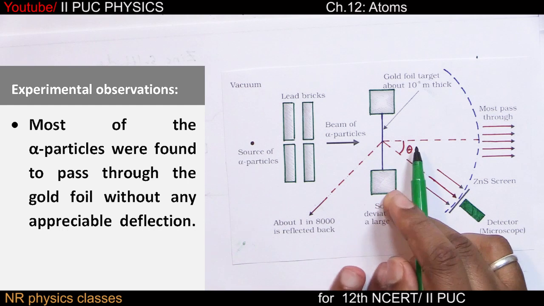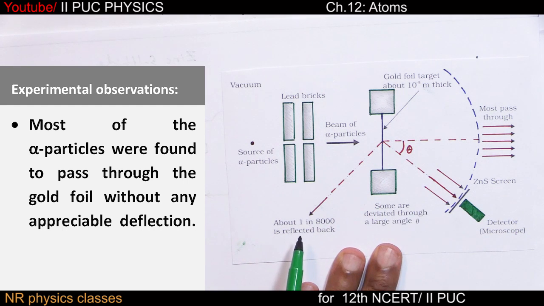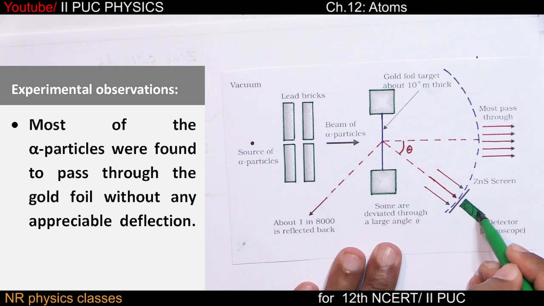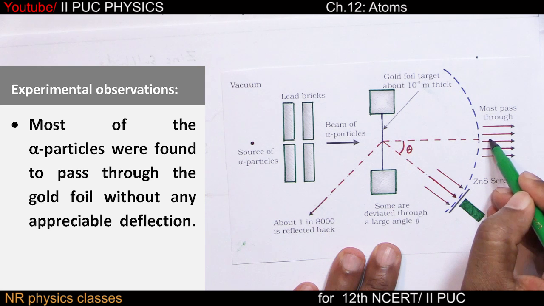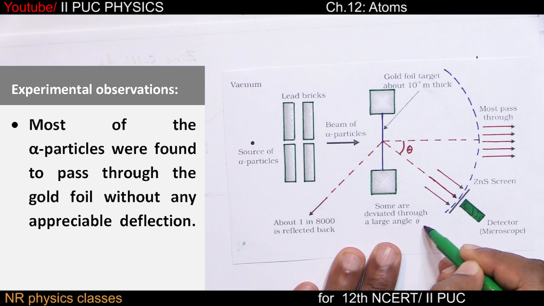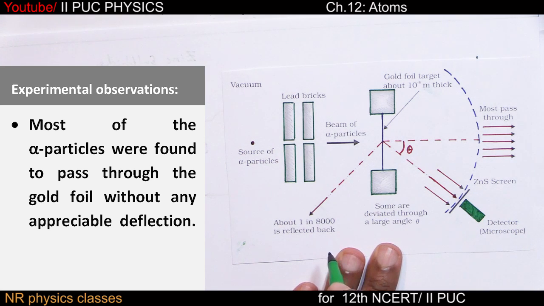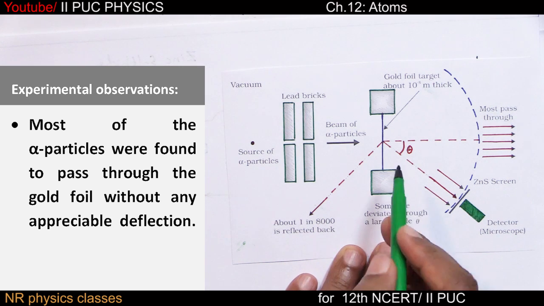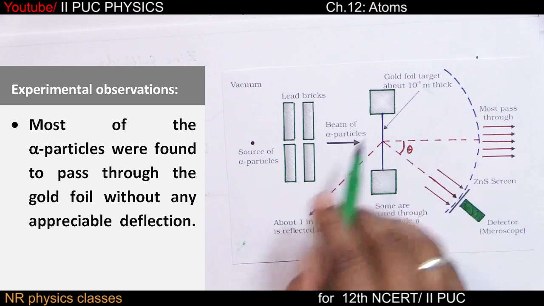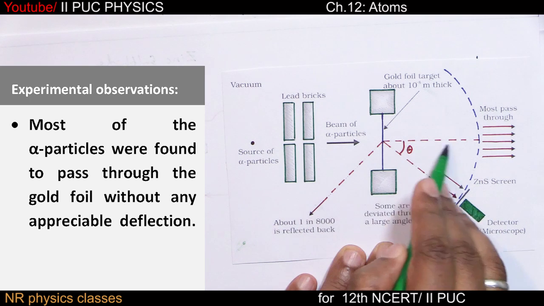Now experimental observations. Most of the alpha particles were found to pass through the gold foil without any appreciable deflection. So most of the alpha particles travel straight. Detector is here, means it records maximum number. As the detector is moved, that number decreases. And by this, we can conclude that atoms have a lot of empty space. Because of a lot of empty space, most of the alpha particles are traveling straight.